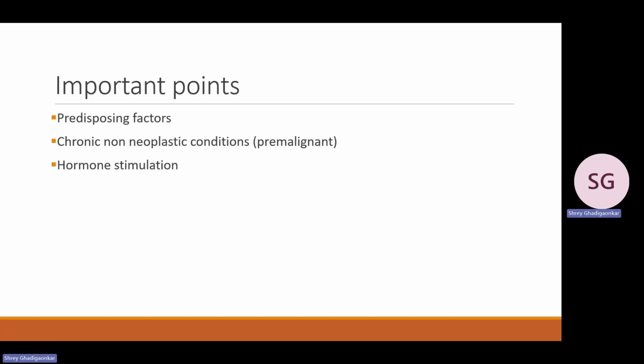When we start talking about an answer in the exam, we always need to set certain important points that you want to talk about, which allows you not to be distracted by other topics. And this is also what the examiner usually wants to know. So the important points over here are three. One of them is predisposing factors. The second one is chronic non-neoplastic conditions or pre-malignant conditions. And the third one is hormone stimulation.